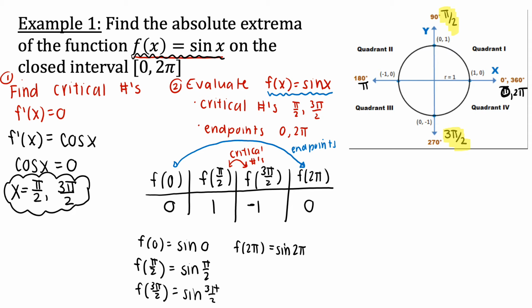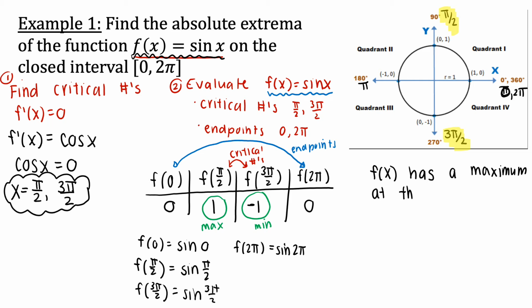So we notice that we have our greatest value here at 1 and our least value here at negative 1. So then we can say our function f of x has a maximum at the point pi over 2, 1, and a minimum at the point 3 pi over 2, negative 1.